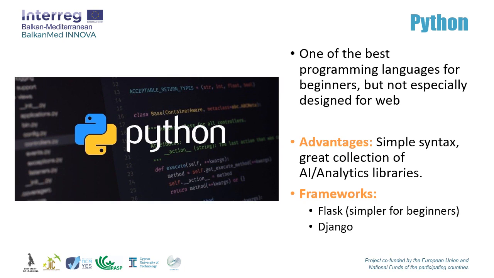Python is one of the best programming languages for beginners, not just for web development, but also to learn to program. It is a language with a clear and easy-to-read syntax that makes it easier to focus less on syntax and more on learning to program. Another important advantage of Python is its great collection of artificial intelligence and analytics libraries. The most famous Python web framework is Django, but for beginners I would recommend Flask.